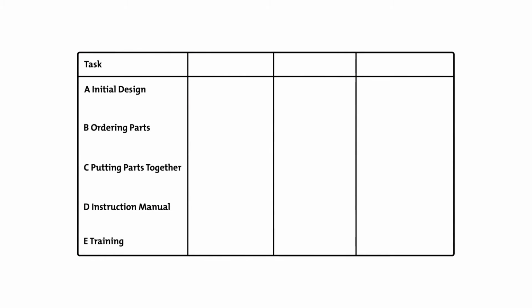To put together a Gantt chart, start by listing all the tasks you need to complete to finish your project. Then write down the earliest date you can start each activity, how long you think each will take, and whether any of them are dependent on the completion of other activities.